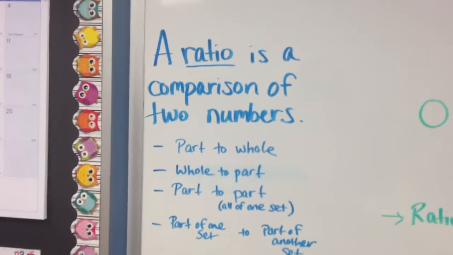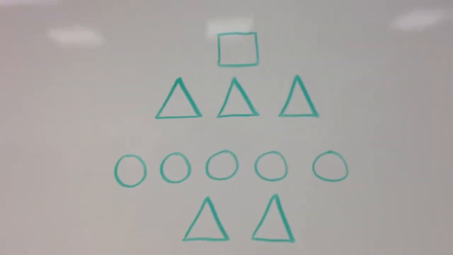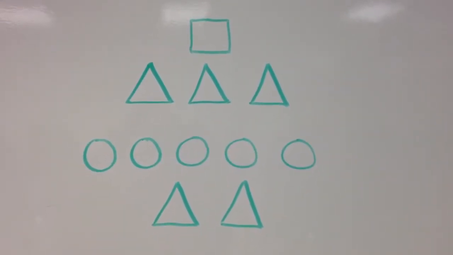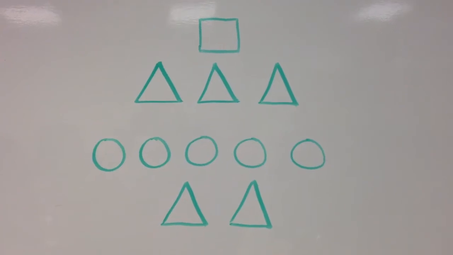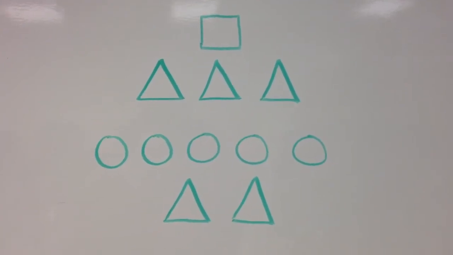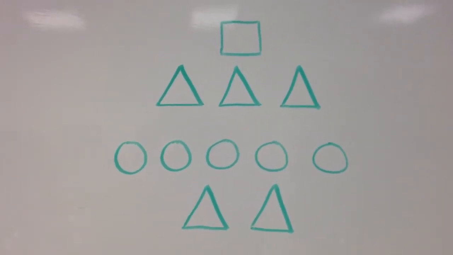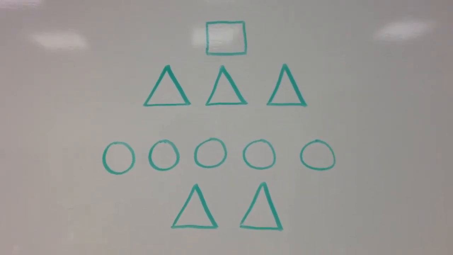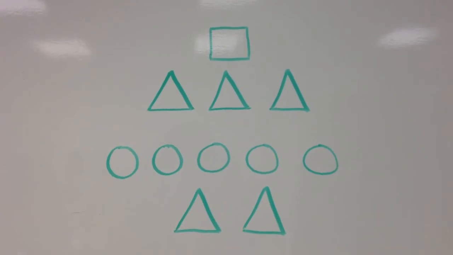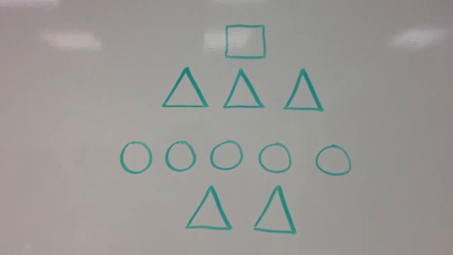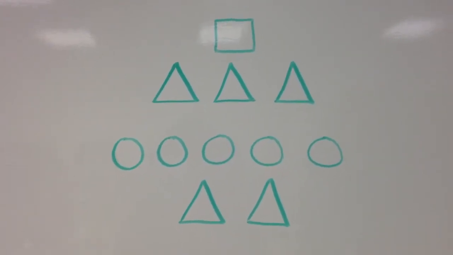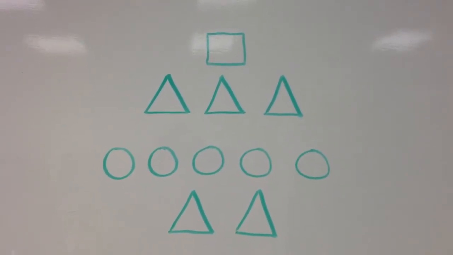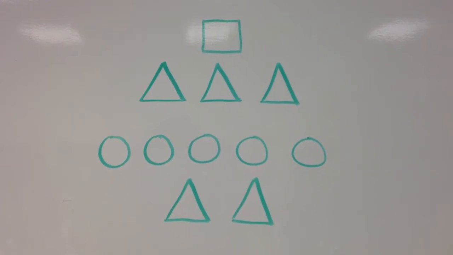Okay, now we're going to look at this example of shapes. If you notice here, we have one square, 5 triangles, and 5 circles. With these shapes, we can create lots of different ratios based on what we're looking at. The important thing with ratios to remember is that we have to keep the numbers in the same order that the words are in the problem.